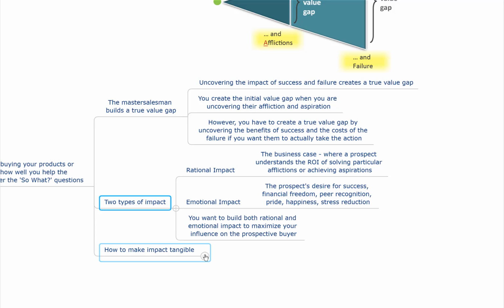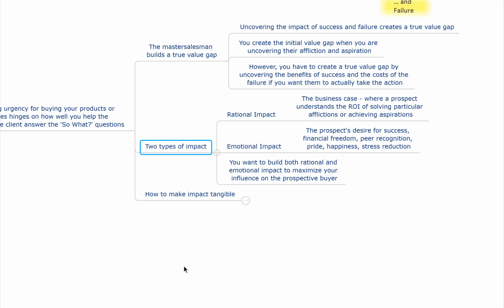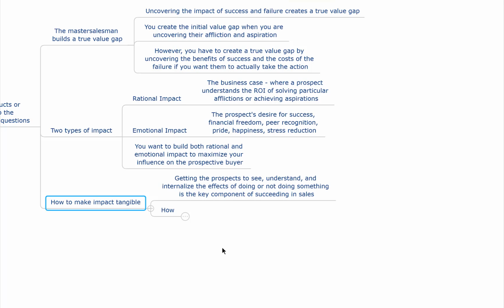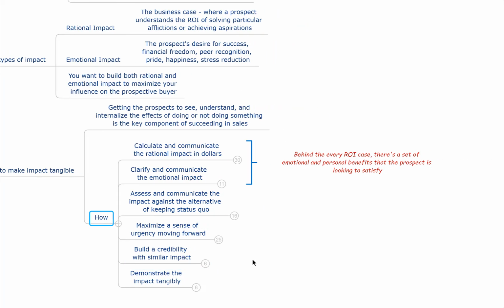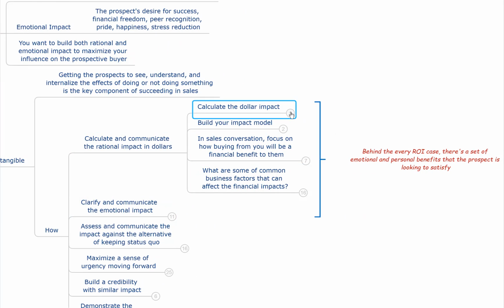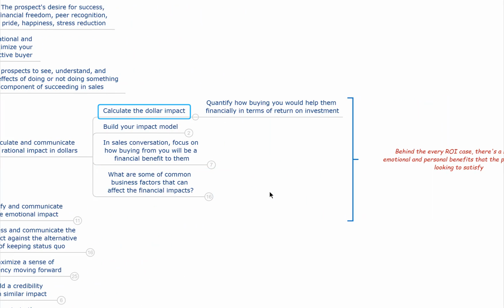on the prospective buyer. Then how do you make this impact tangible? Getting the prospect to see, understand, and internalize the effects of doing or not doing something is a key component of success in sales. Then how do you do this? First, calculate and communicate the rational impact in dollars. Calculate your dollar impact. Quantify how buying from you would help them financially in terms of return on investment.